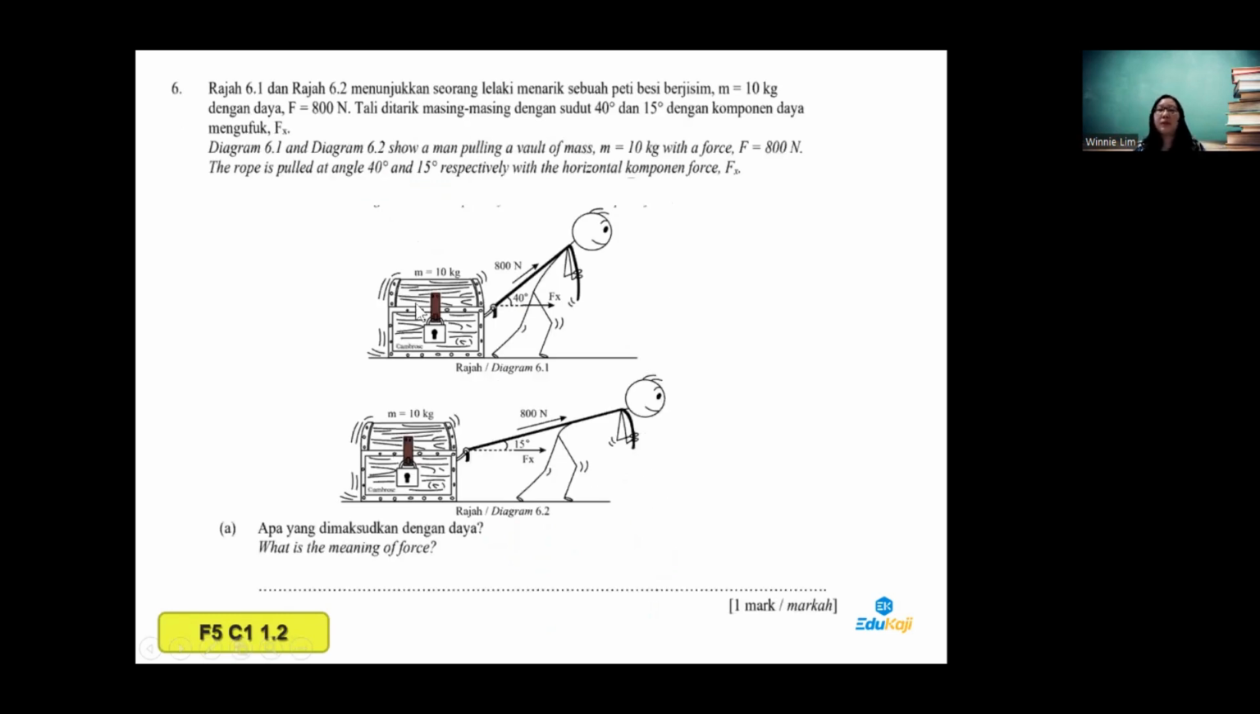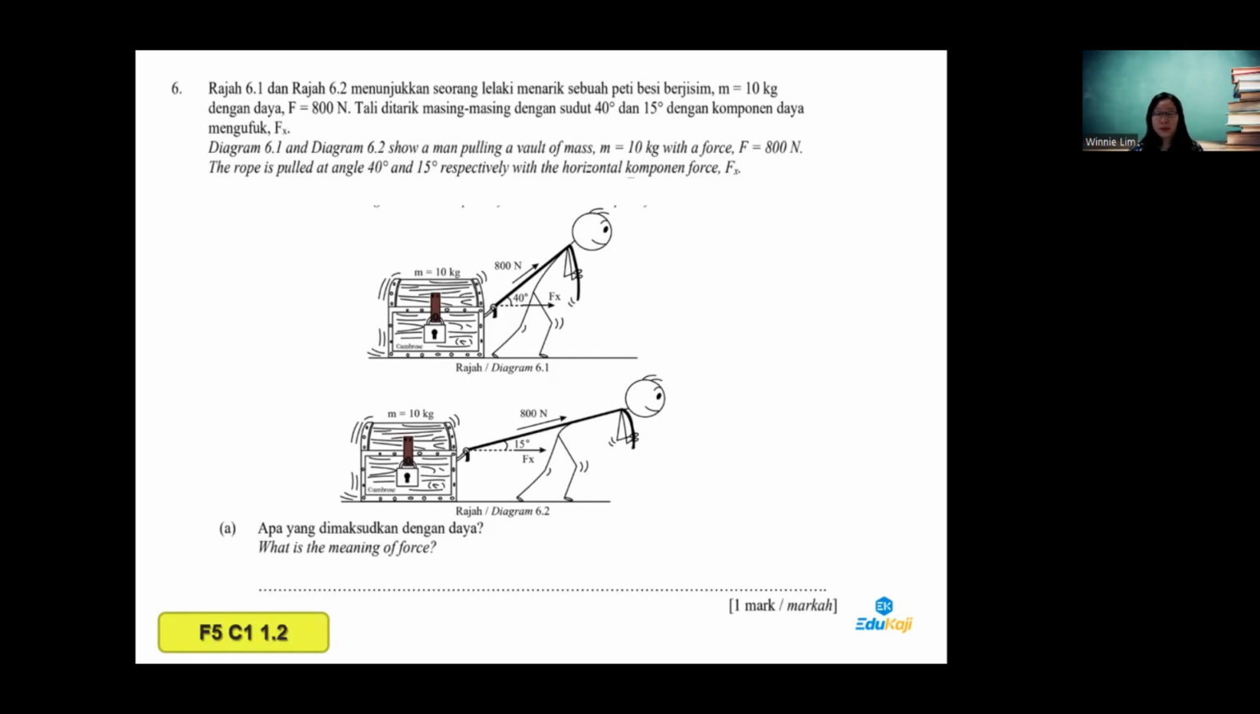Okay, moving on, number 6. Number 6 is from Form 5, Chapter 1, forces as motion or resolution of force. Diagrams 6.1 and 6.2 show a man pulling a box of mass 10 kg with a force of 800 Newton, and the rope is pulled with an angle of 40 and 15 degrees respectively to the horizontal, with component force Fx. First, what is the meaning of force?